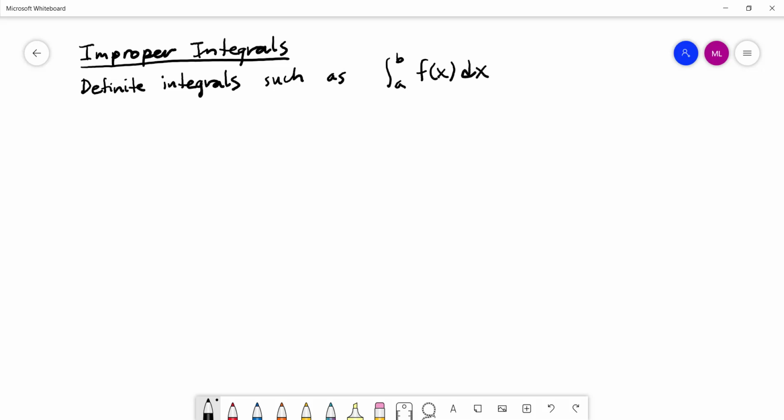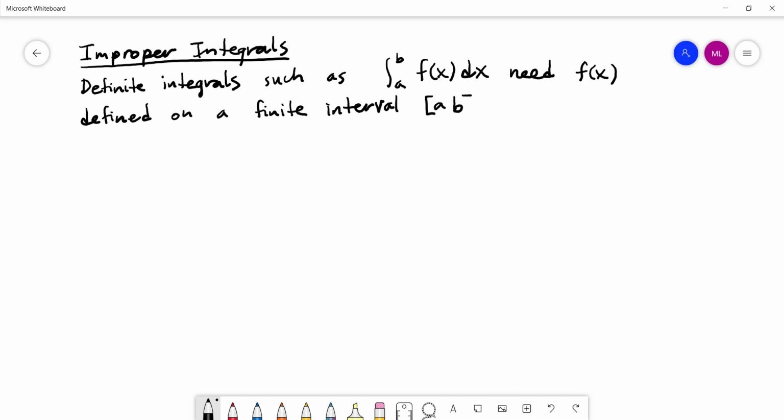They need to have f of x be well defined. So they need f of x to be defined on that whole interval from a to b, and that interval is finite, without any infinite discontinuities.